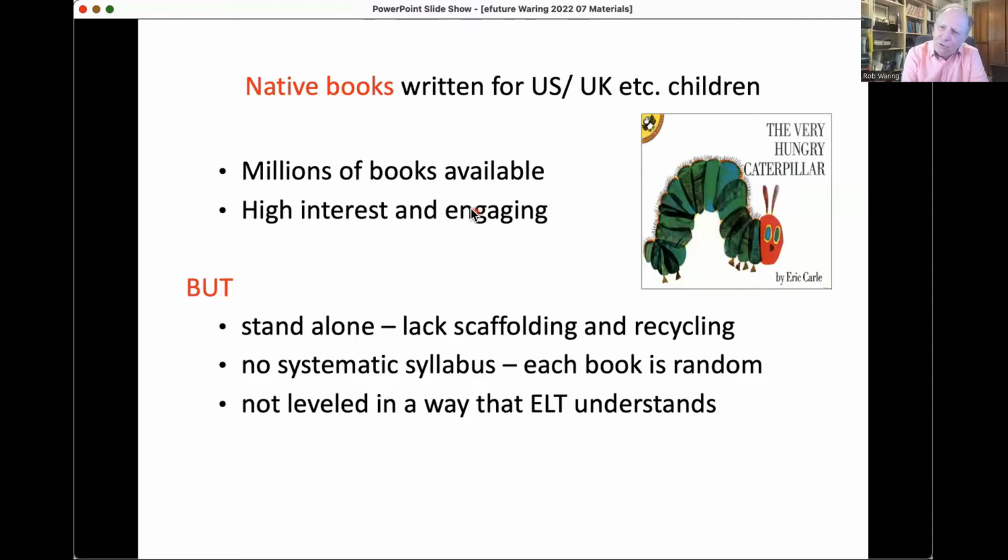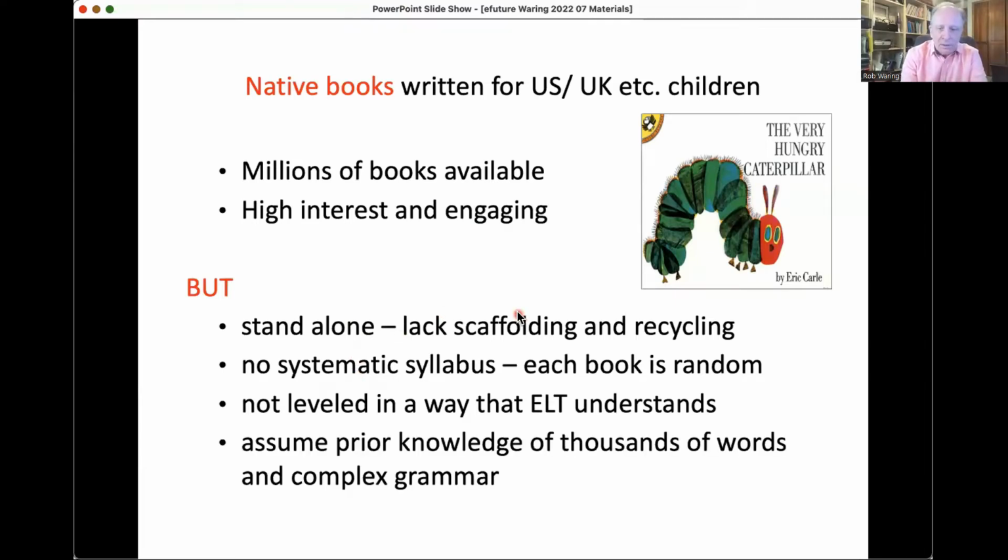They're not really leveled in any way that ELT understands. Students need to know they're moving from level 1 to level 2 to level 3 to level 4. And these books are not leveled in any way like CEFR levels or intermediate, beginner, advanced, TOEIC levels, and so on. So they're not leveled in any way that the students understand. And as I said, these native materials assume prior knowledge of thousands of words and grammar before you even start. So please be very careful about using these materials.